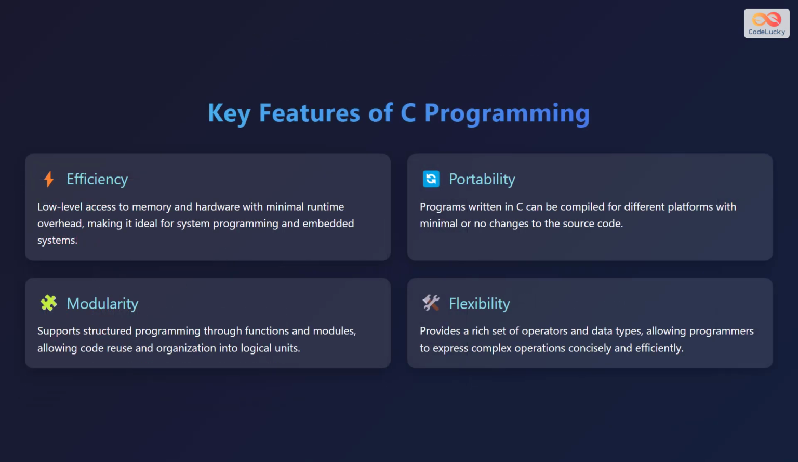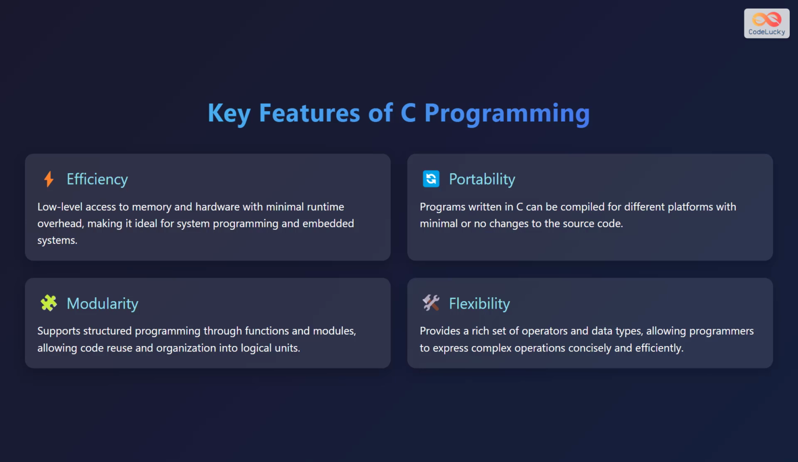Now, let's discuss the key features of the C programming language. First, efficiency. C provides low-level access to memory and hardware with minimal runtime overhead, making it ideal for system programming and embedded systems. Second, portability. Programs written in C can be compiled for different platforms with minimal or no changes to the source code.